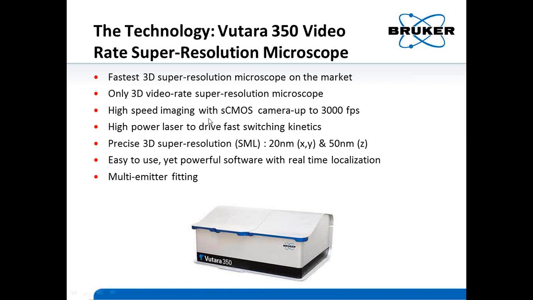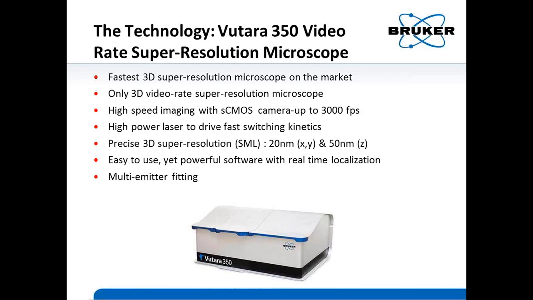We use an SCMOS camera in order to be able to achieve that, so we can image up to 3,000 frames per second. We have high-powered lasers in the system in order to be able to drive the fast photo switching kinetics. And the resolutions that we are able to achieve are about 20 nanometers in XY and 50 nanometers in Z. There is an easy to use, very powerful software which harnesses a lot of the computational power that's available now to be able to do real-time localization.